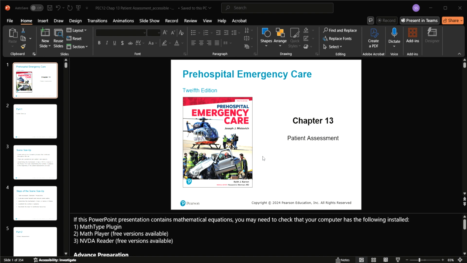LOC, ABC. So assessing their level of consciousness, the AVPU. We talked about A, now V is verbal. They're responsive to verbal stimuli. If I'm talking to the patient and they open their eyes and look at me, but the second I stop talking they close their eyes and shut down, they're only responsive to verbal stimuli. What is P in AVPU? Pain. They respond to painful stimuli.